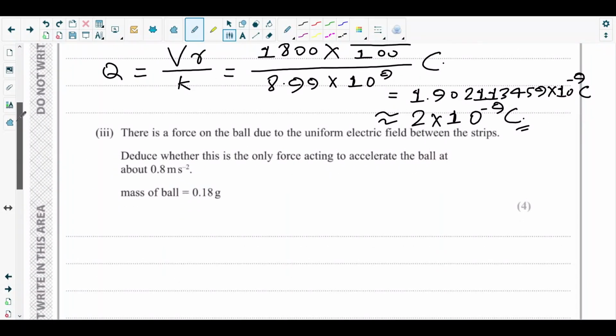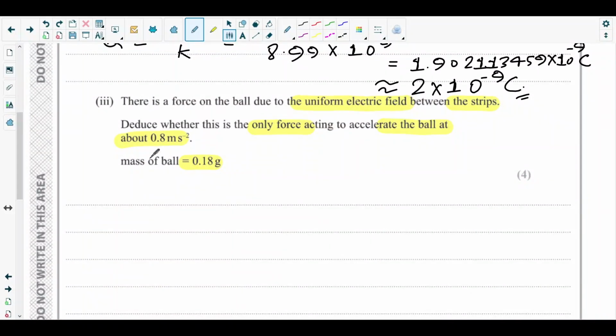Next is part 3. In part 3, the question says there is a force on the ball due to the uniform electric field between the strips. Deduce whether this is the only force acting to accelerate the ball at about 0.8 meter per second squared. The mass of the ball is given, it is 0.18 gram. To figure out whether the force from the electric field is the only force acting on the ball or not, we need to find out the acceleration that the electric field will provide to the ball. To find the acceleration we need at first the force.